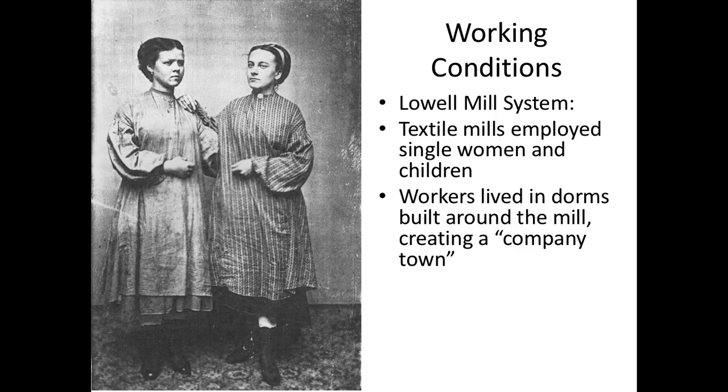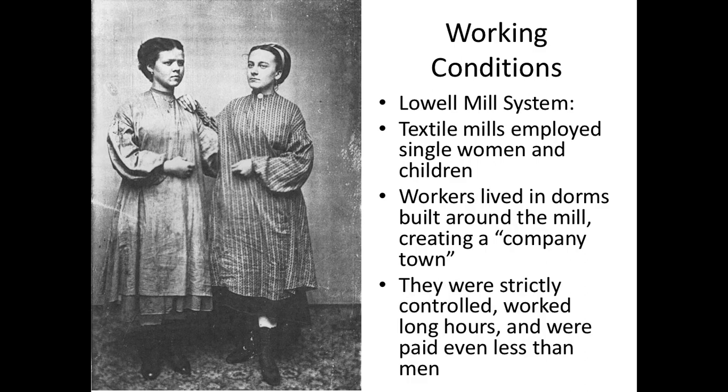Now, in the Lowell Mill system specifically, these female workers especially lived in dormitories that were built around the mill. So they basically worked in the textile mill, and then they went next door to live in dormitories. And so basically, you have what's known as a company town, where the factory owners own the factory itself, but also the living quarters for the workers. So in a sense, your entire life is going to be controlled by the factory that you're working for.